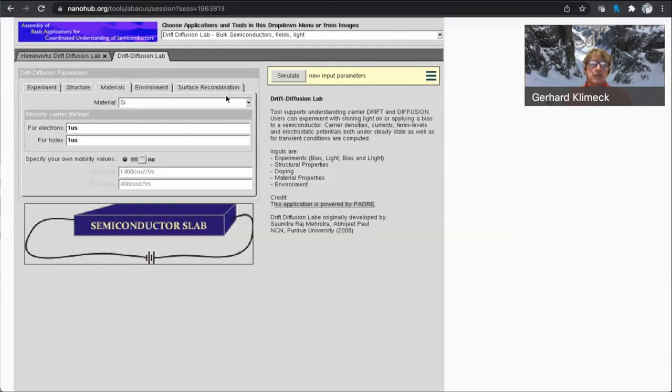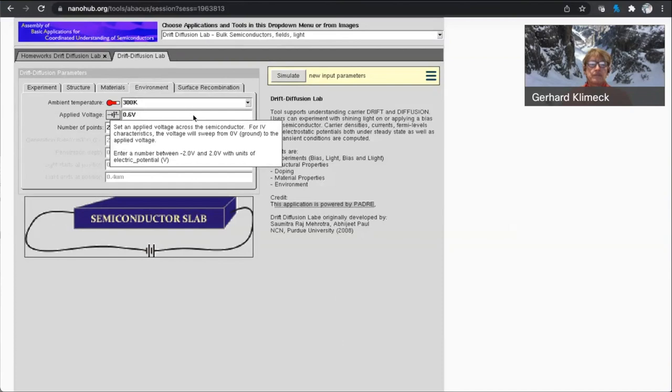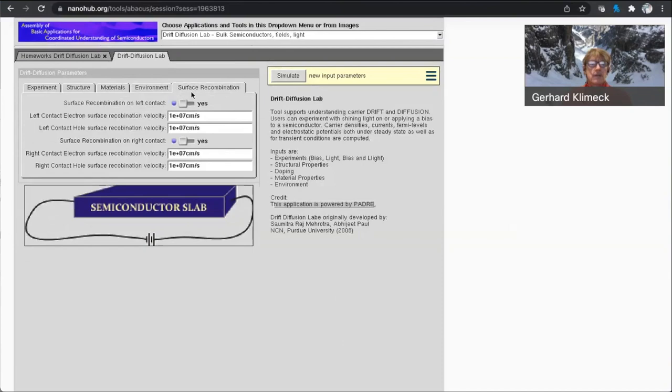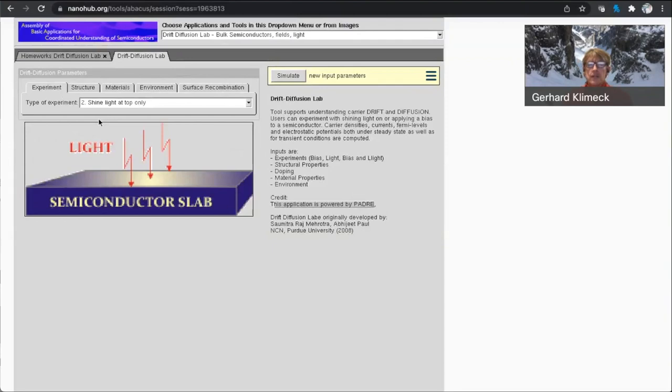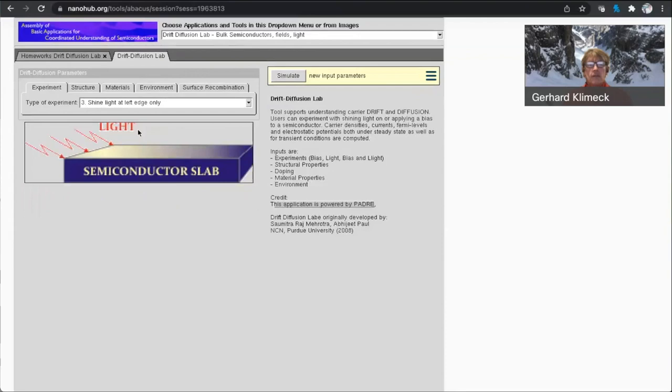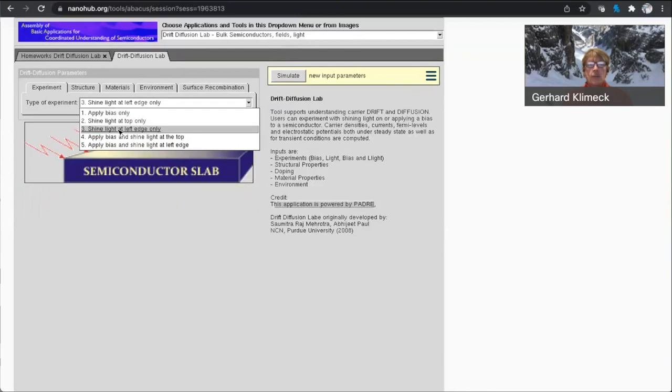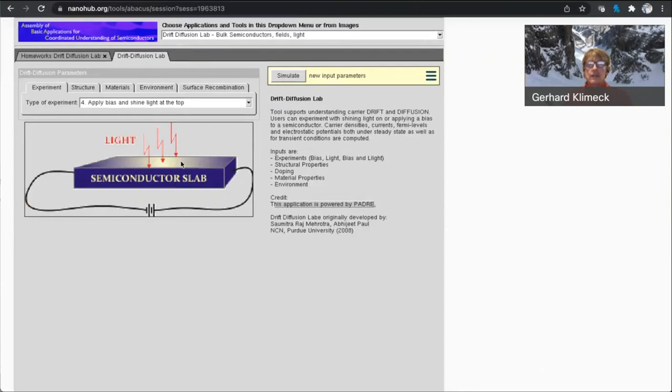So you can set environmental variables like the temperature and the applied voltage, number of bias points, and you can change some more detailed parameters like the surface recombination rates on the left and the right contact. And what I like to do is go in here and look at an experiment that is typically being done analytically. Here you can apply bias, or you can just shine light on top of a semiconductor, and that's typically what's being done in an analytical solution. You can shine light in from the left edge and see various effects there. And you can combine the two, having a voltage applied and shining light on it. And that's sort of where I want to march towards today.